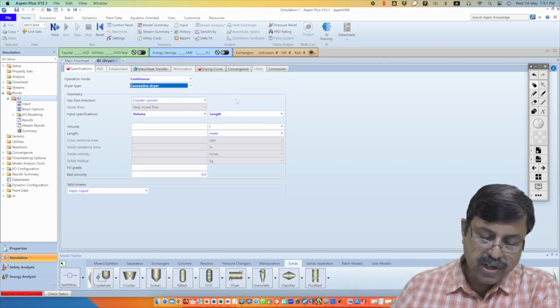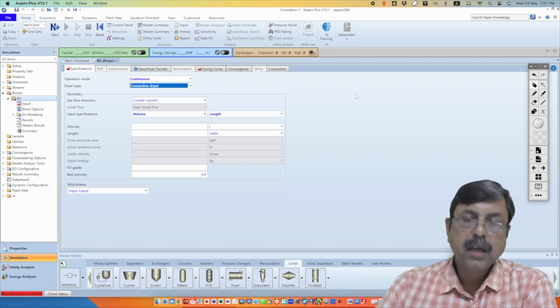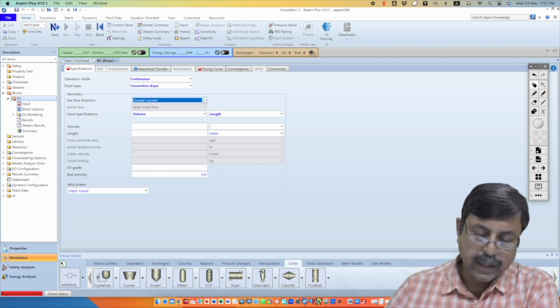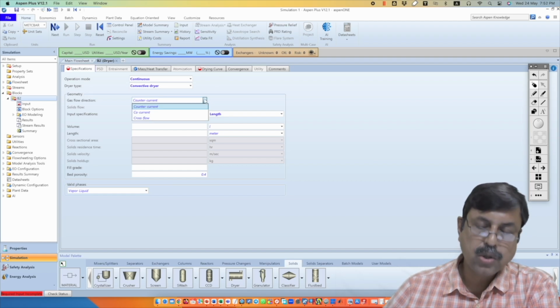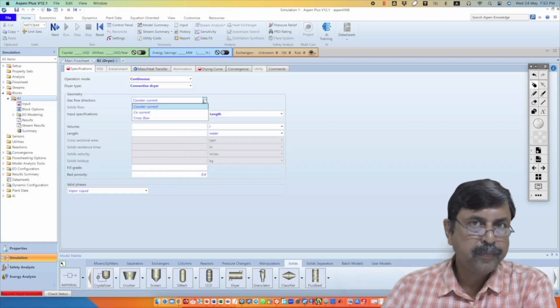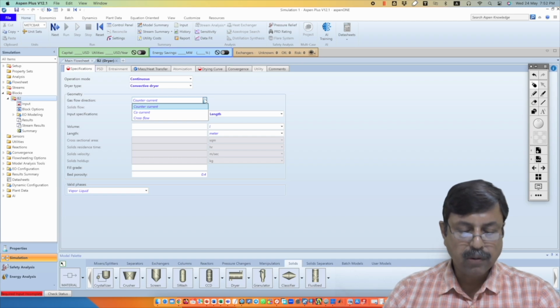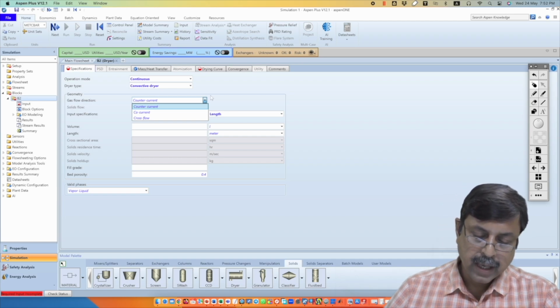For convective dryer method, you have to specify the geometry. So first you have to say whether the system is counter current, co-current or cross-flow. I mean, whether the gas and solid flow in the co-current manner or counter-current manner or cross-flow manner, that you have to choose.